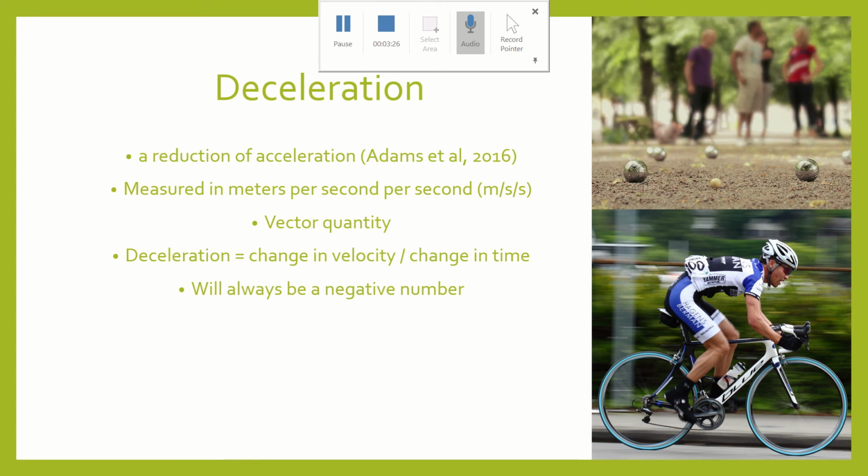Objects can also decelerate. For example, in bowls, one bowl's velocity might change from 7 meters per second to 3 meters per second within 2.5 seconds. 3 minus 7 equals minus 4. Then you do minus 4 divided by 2.5 seconds, which is minus 1.6. So the bowl decelerated at minus 1.6 meters per second per second. In this example, the bowl decelerated because of the friction from the ground.